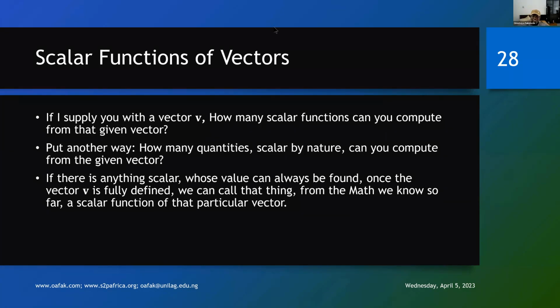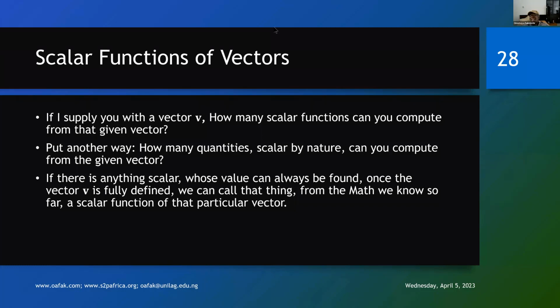Well, let me just say I can compute at least 5 scalars. Because given the vector, I can say, okay, the X coordinate, which is a scalar quantity, is coming from that vector. And the Y coordinate is another scalar quantity coming from that vector. The Z coordinate is still another scalar coming from that vector. The magnitude is still another scalar coming from that vector. The direction is still another scalar coming from that vector. The square of the magnitude is still another scalar coming from that vector.